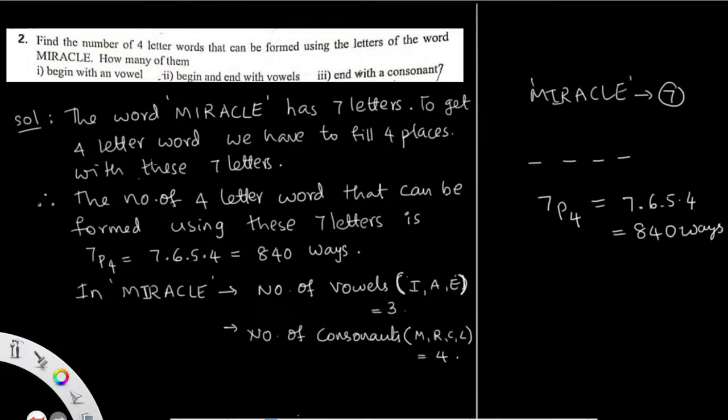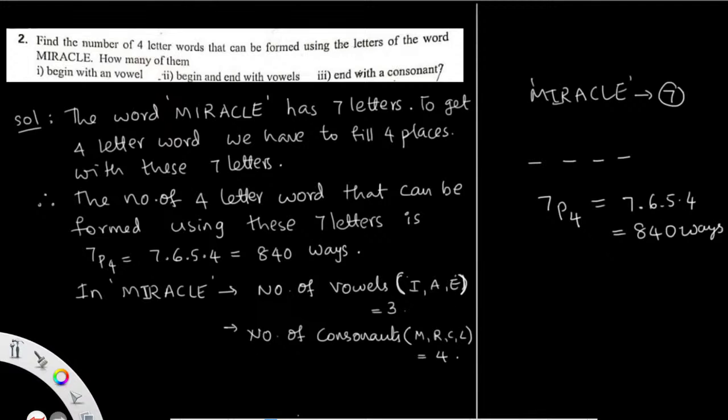In the second one, how many of them? In this problem, three questions are there in continuation. The first is begin with a vowel. In miracle, first you have to check how many vowels there are and how many consonants there are. The vowels are I, A, E. Actually A, E, I, O, but in this word it is only I, A, E. That is 3. The number of consonants is the remaining, that is 4.